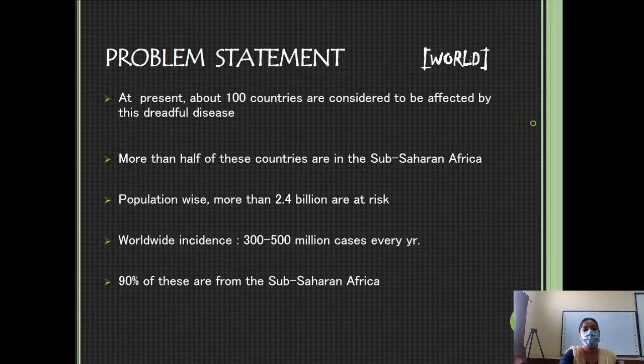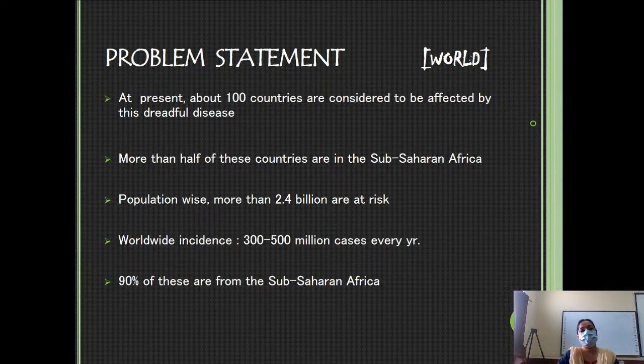So let us have a look at what is the disease distribution in the world. At present, actually, this presentation dates back to some 5 years or so when I first made it. Even then, more than 100 countries were considered to be affected by this dreadful disease, and more than half of these countries are in sub-Saharan Africa. You know that malaria is a tropical disease. Mostly it is now said to be a neglected tropical disease because it is endemic in most of these tropical countries, and people continue to get affected with malaria year after year.